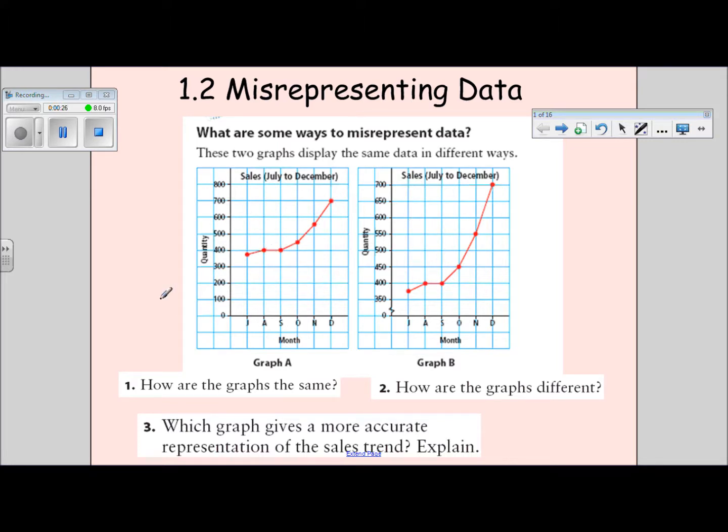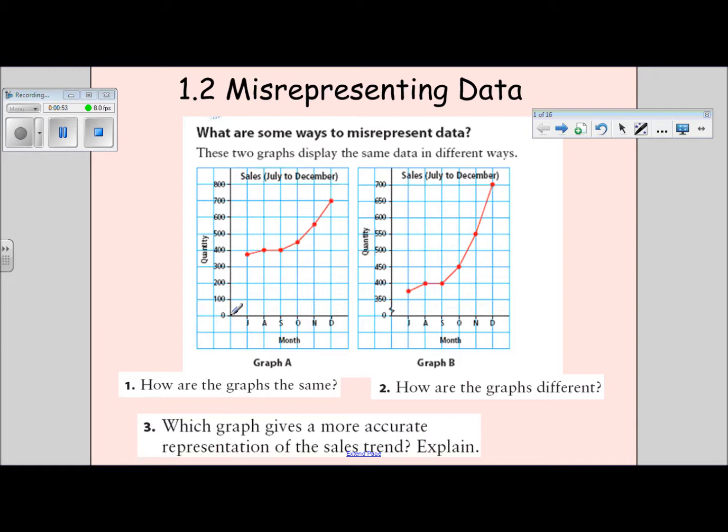Number two asks how are the graphs different? Well, we can see at the graph when we look at the numbers, it starts at 350 and goes up to 700. Over here we have the graph going from 800 to 0. So the graph shows a very different representation of the data, even though it's the same data over and over.